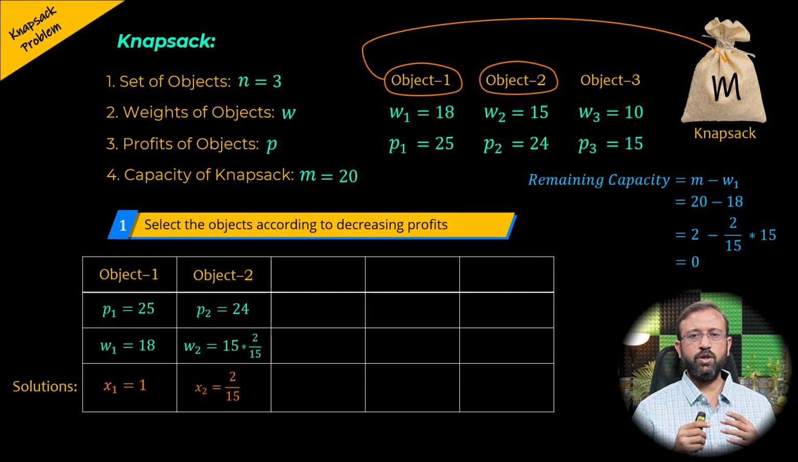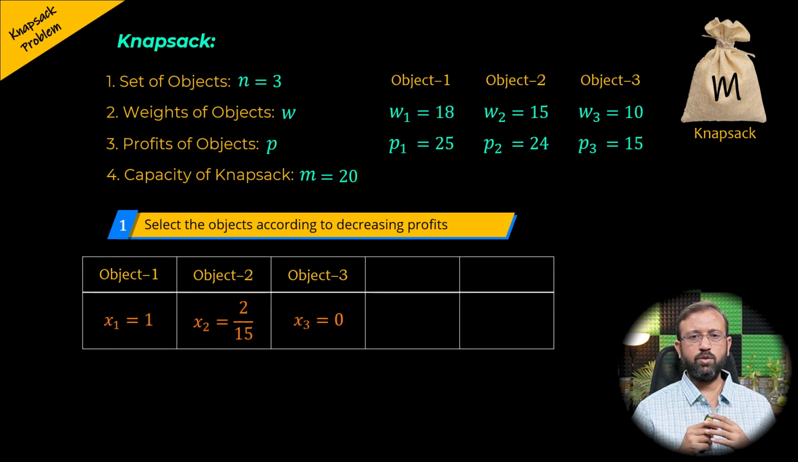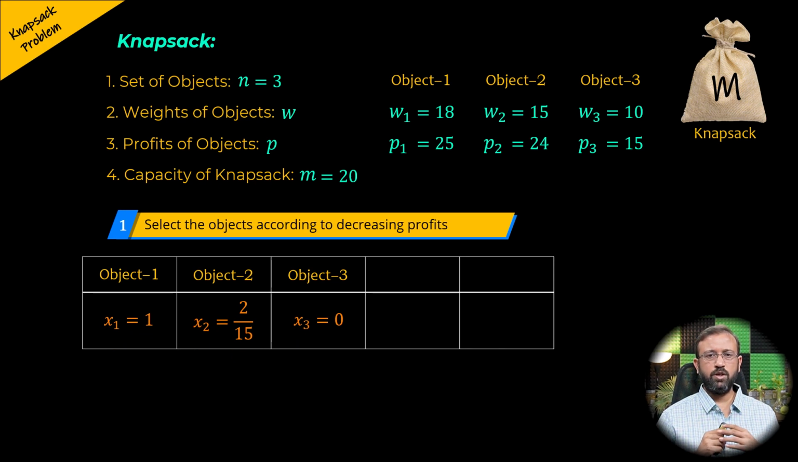Then the solution x3 of object 3 will be 0 because the knapsack is full and object 3 or fraction of object 3 cannot be used to fill the knapsack. So the solution x1 is 1, x2 is 2 by 15 and x3 is 0. Now this solution should satisfy the constraint.